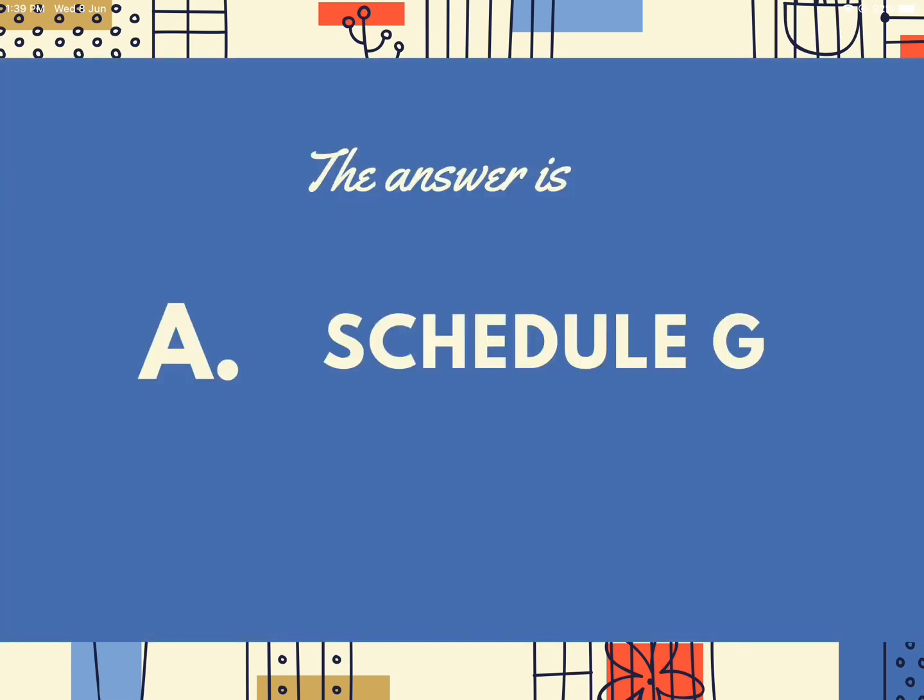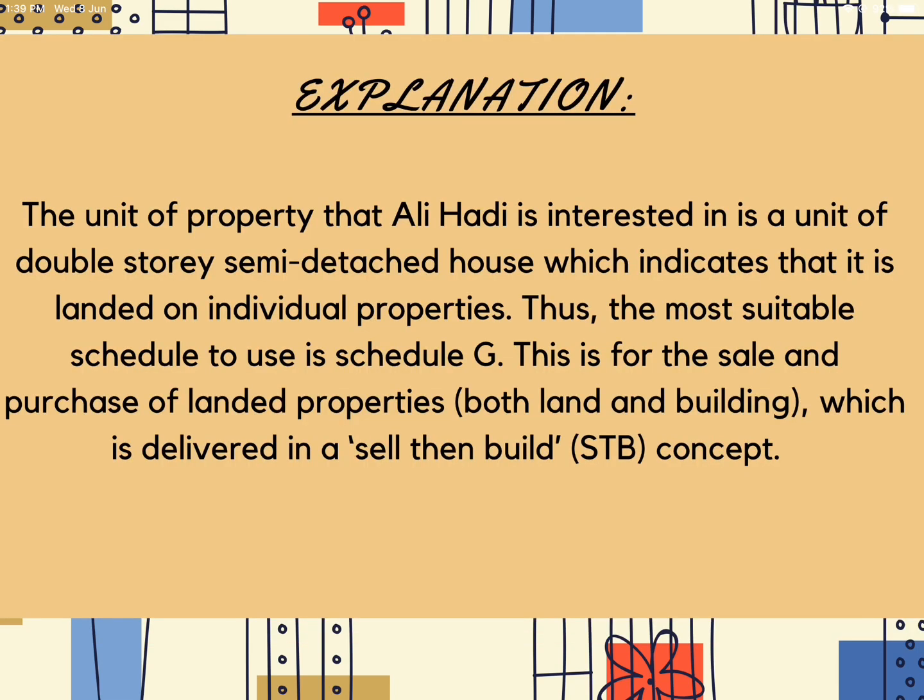The answer is A. Schedule G. The unit of property that Ali Hadi is interested in is a unit of double-story semi-detached house, which indicates that it is landed individual property. Thus, the most suitable schedule to use is Schedule G. This is for the sale and purchase of landed properties which are delivered in a sell-then-build concept. The units under this category are sold under individual titles, which will be given to the home buyer. When Ali Hadi has completed the purchase, the plot of land and building will be under his name.